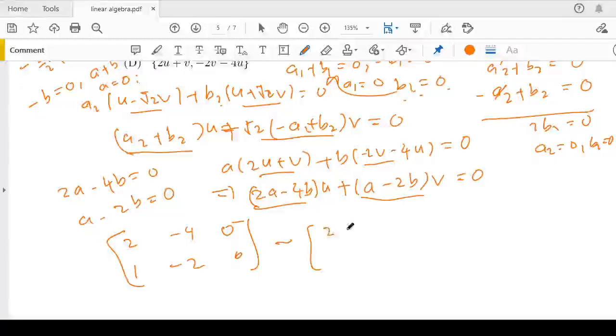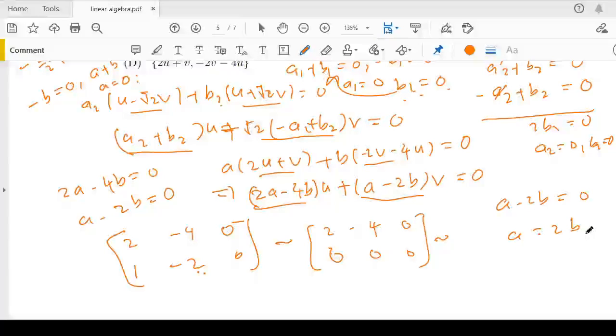This will equal to 2 minus 4, and multiply this equation: 2 r2 minus r1. This will equal to 0 0 and 0 0. Therefore there are two equations and the rank of this one equals 1. Therefore there exist infinitely many solutions. That means a minus 2b equal to 0 implies that a is equal to 2b.